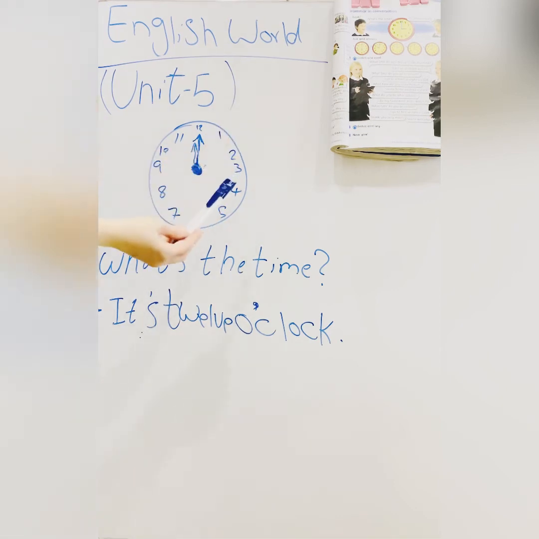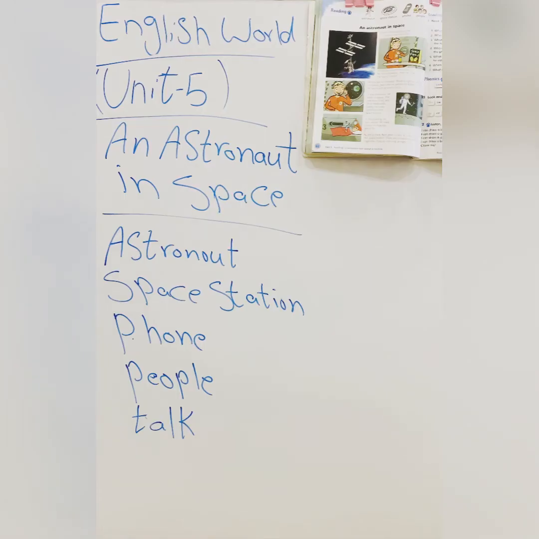Okay, so I'm going to talk about another example for Unit 5. Let's go to another page. After I explained how we make a question about time, we also have another subject for Unit 5, which is about astronauts.